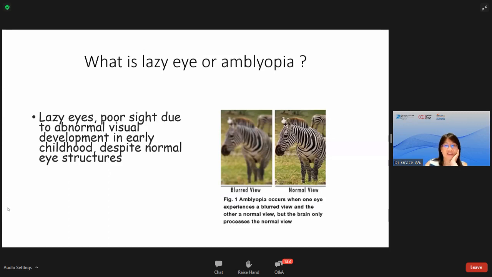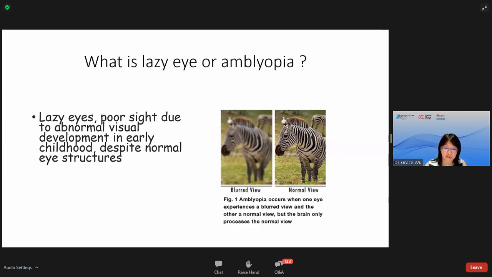So what is lazy eye? Lazy basically means you have the ability to do things, but there is a lack of willingness and making an effort to perform the task. So this is exactly what describes the condition of amblyopia or lazy eye. In medical terms, lazy eye is amblyopia. So the eye is normal, but the brain is not willing to use it.